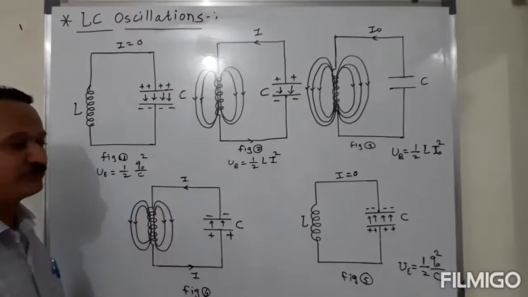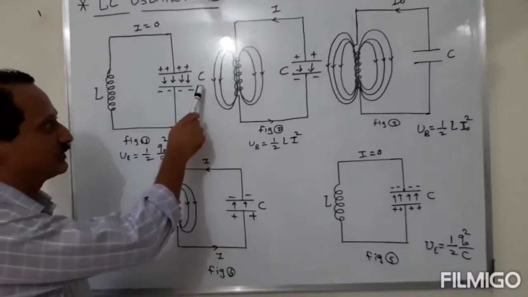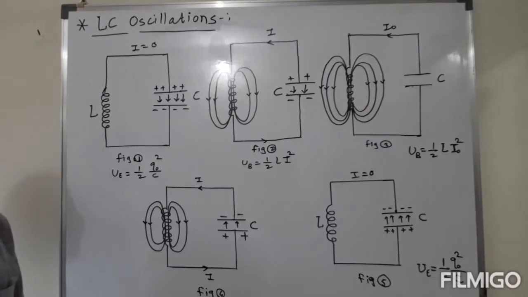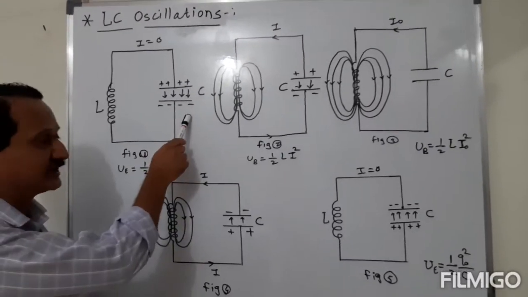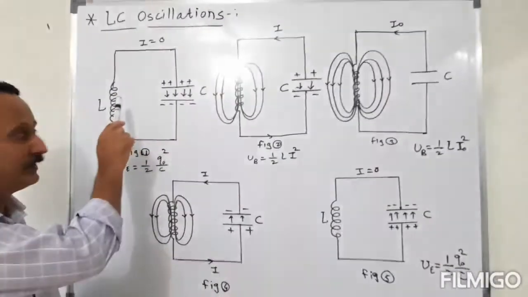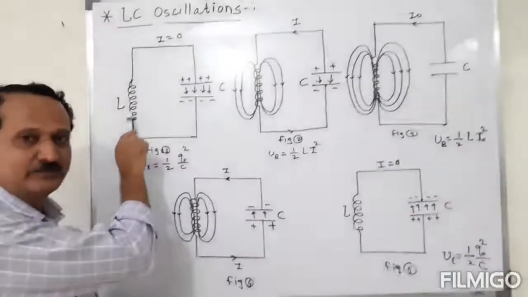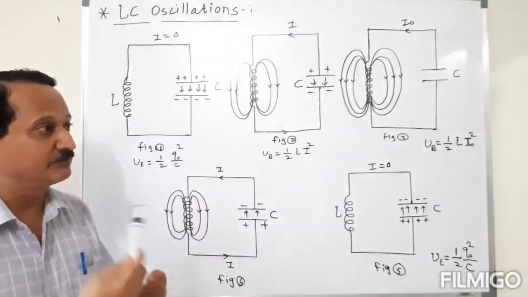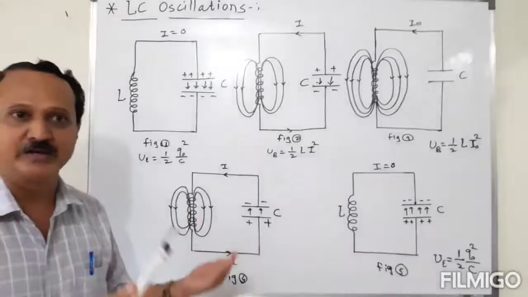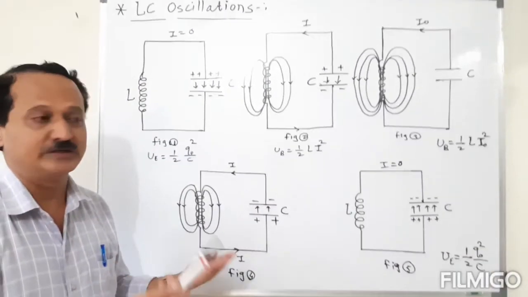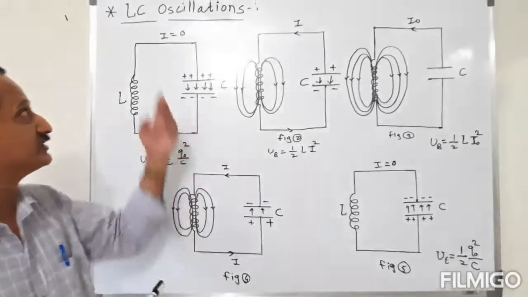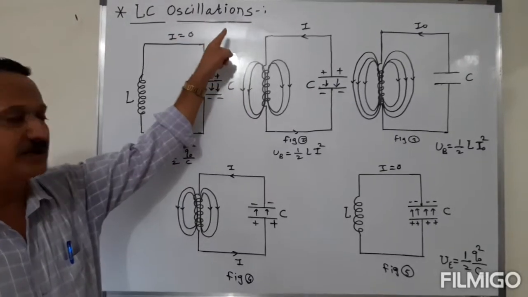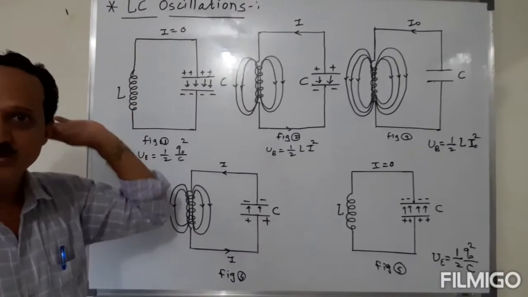For LC oscillation we want an LC circuit, which means a circuit consisting of a capacitor of capacitance C and an inductor of inductance L. Now what happens in this case? The electrostatic energy of the capacitor is converted into magnetic field energy of the inductance, and then magnetic field energy is converted into electrostatic energy. This process is repeated again and again, and this conversion produces electric oscillations of desired frequency, which are called LC oscillations.